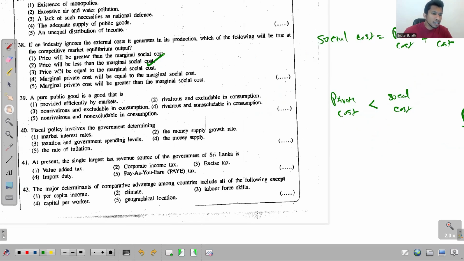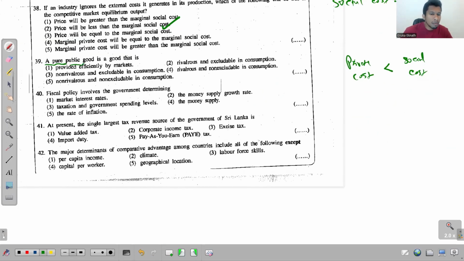Now look at this question 39. A pure public good is a good that is... By looking at the options, you can understand that they are expecting us to comment on the main qualities of public goods. And this is not the first time that we get a similar question. So what are the two main qualities of public goods? We have non-rivalry in consumption and also non-excludability in consumption. Those are the two main qualities of pure public goods. And it's easy. The answer is the fifth one, so no need to read the other options.